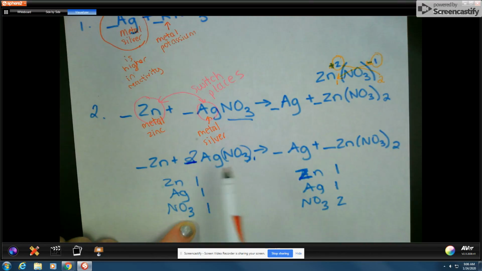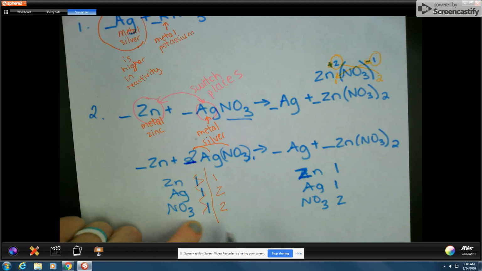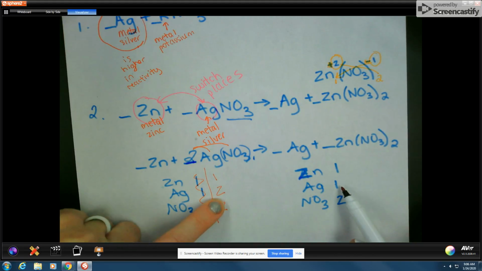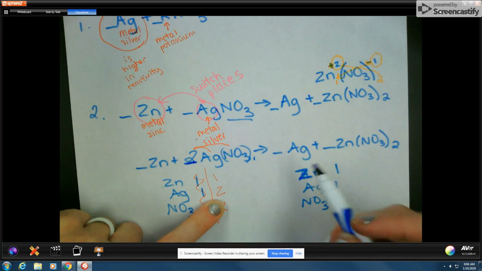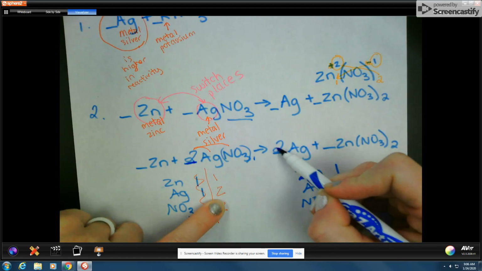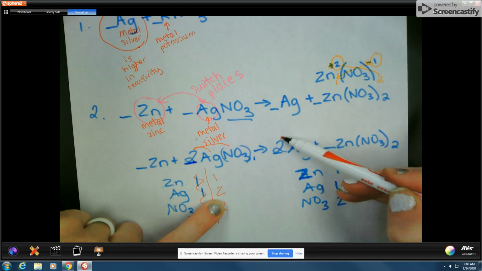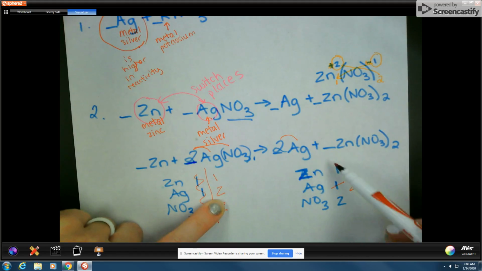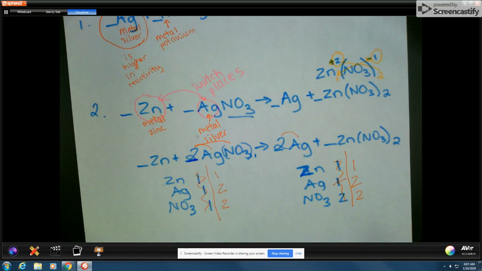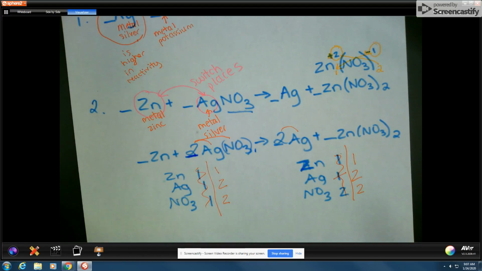But now this 2 distributes in just like math. So I have 2 Ags and I have 2 NO3s. I still only have 1 zinc. Okay, these numbers are no longer valid. Here are my new numbers. Well, now my NO3 is good, but my Ags are not. So I'm going to go to the side that has less, and I'm going to place a number here so that I can have 2. My magic number this time will be 2. This only affects Ag in this problem. I still only have 1 zinc, and I still have 2 NO3s. So now I'm balanced. This is the correct and final answer that will receive full credit on this worksheet. Give it a try. Come see me if you have questions.